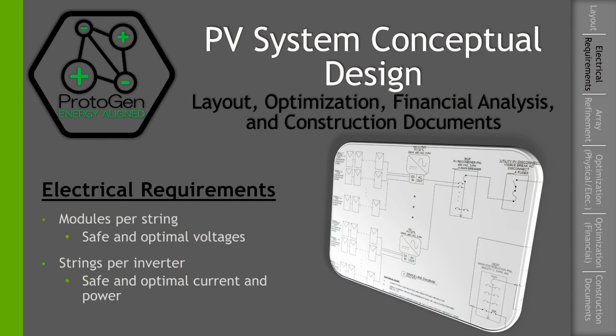And in the next set, we're going to start looking at the electrical characteristics. So in part 2, we will look at the number of modules per string based on the safe and optimal voltages with an open circuit voltage calculation, and then the number of strings per inverter for the maximum power point tracking capability of the inverter.